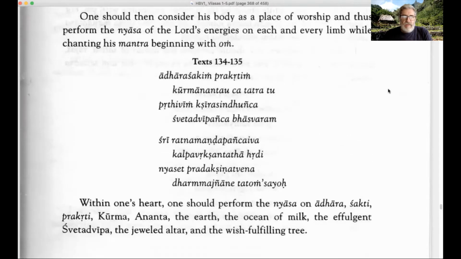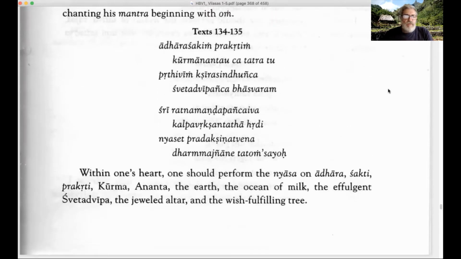Okay, so continuing on with text 134, 135. Within one's heart, one should perform the nyasa of Adara Shakti. There doesn't need to be a comma here. It's one thing, Adara Shakti. Prakriti, Kurma, Ananta, the earth, the ocean of milk, the effulgent Sweatadweep, and the jewel altar, and the wish-fulfilling tree.